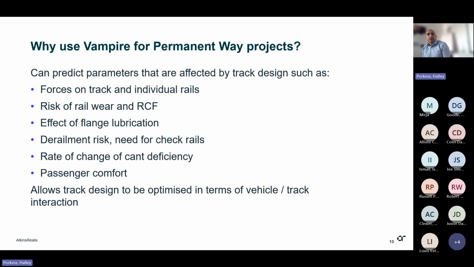So why would you use Vampire for permanent way projects? With Vampire, we can predict parameters that are affected by track design. So looking at forces on track and the individual rails, look at the risk of high rates of rail wear or RCF, see what happens if you had flange lubrication, look at the derailment risk, whether you need check rails or not, look at the rate of change of cant deficiency and passenger comfort. And all of this allows the track design to be optimised in terms of vehicle track interaction.